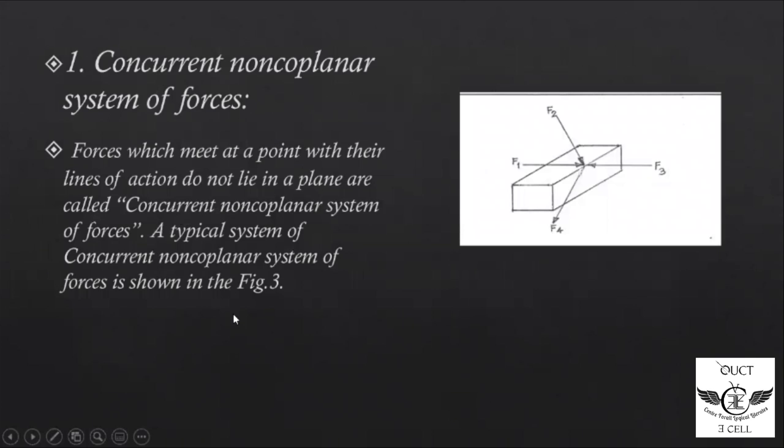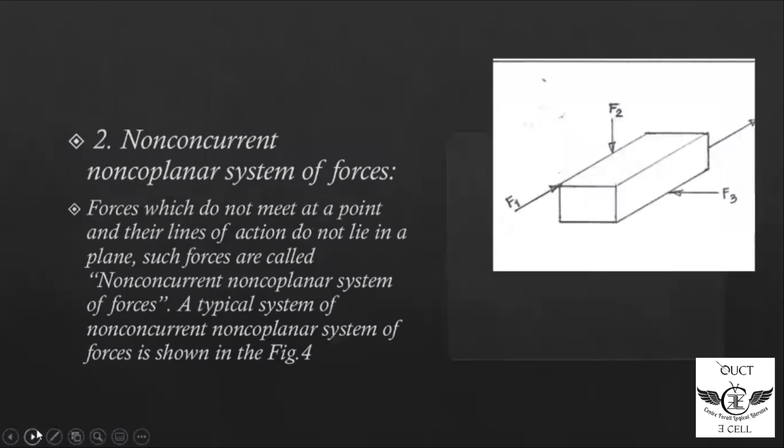Concurrent non-coplanar system of forces. Forces which meet at a point and whose lines of action do not lie in a plane are called a concurrent non-coplanar system of forces, as shown in the figure. Non-concurrent non-coplanar system of forces. Forces which do not meet at a point and whose lines of action do not lie in a plane are called a non-concurrent non-coplanar system of forces.